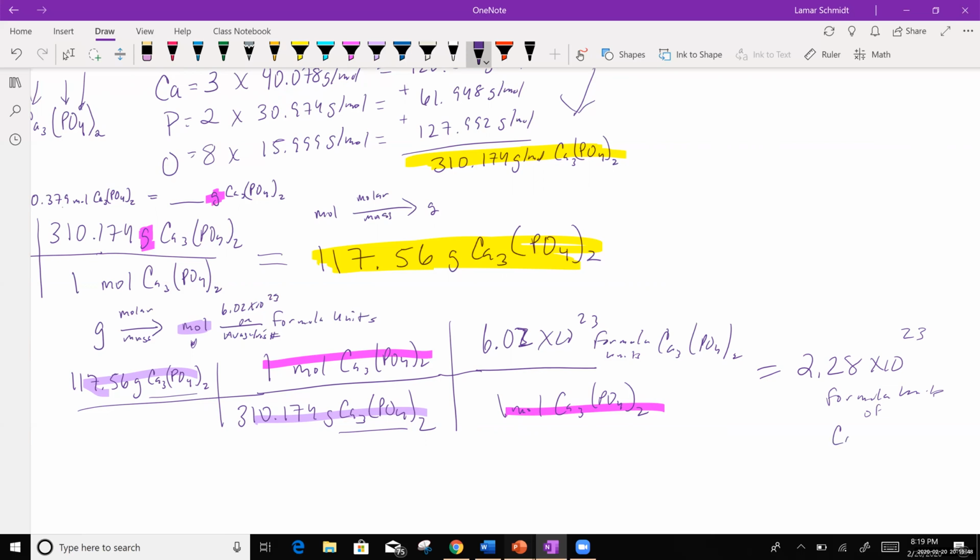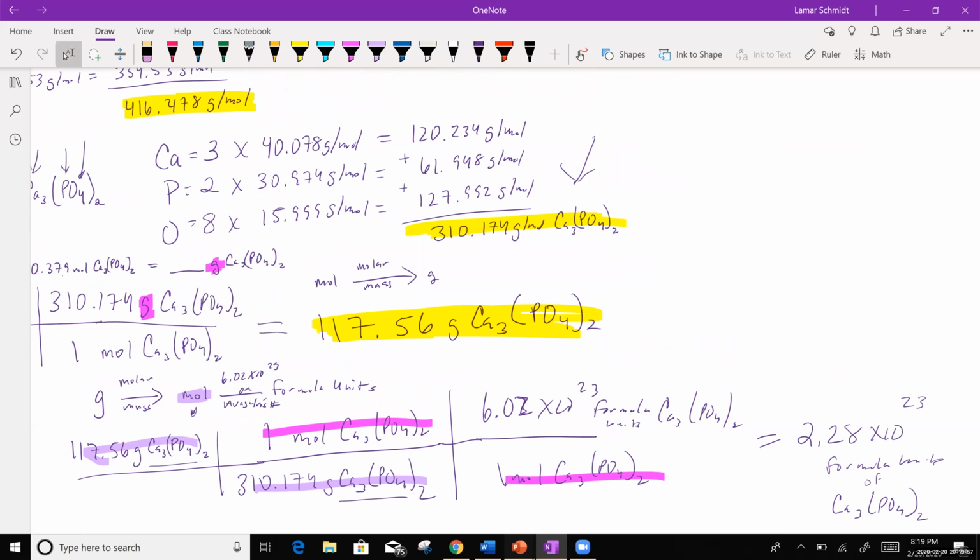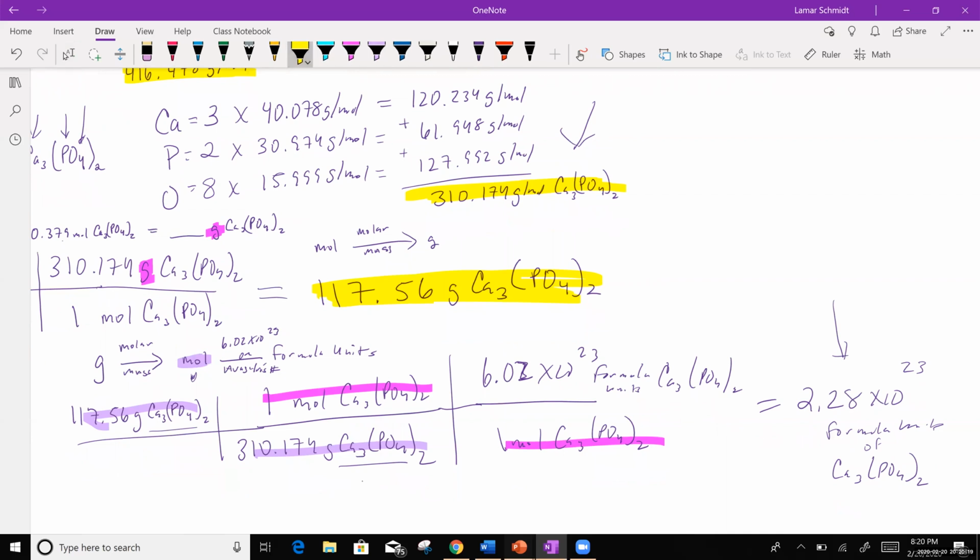of Ca3(PO4)2, or calcium phosphate. And so you ask yourself, does that make sense? Well, if I know 1 mole is 6.02 times 10 to the 23rd, and it takes 310 grams to get to 1 mole, and I only have 117 grams, the number of formula units should be less than 6.02 times 10 to the 23rd. And it is. It's 2.28 times 10 to the 23rd. So my answer does make sense. Okay, and so there's my answer.